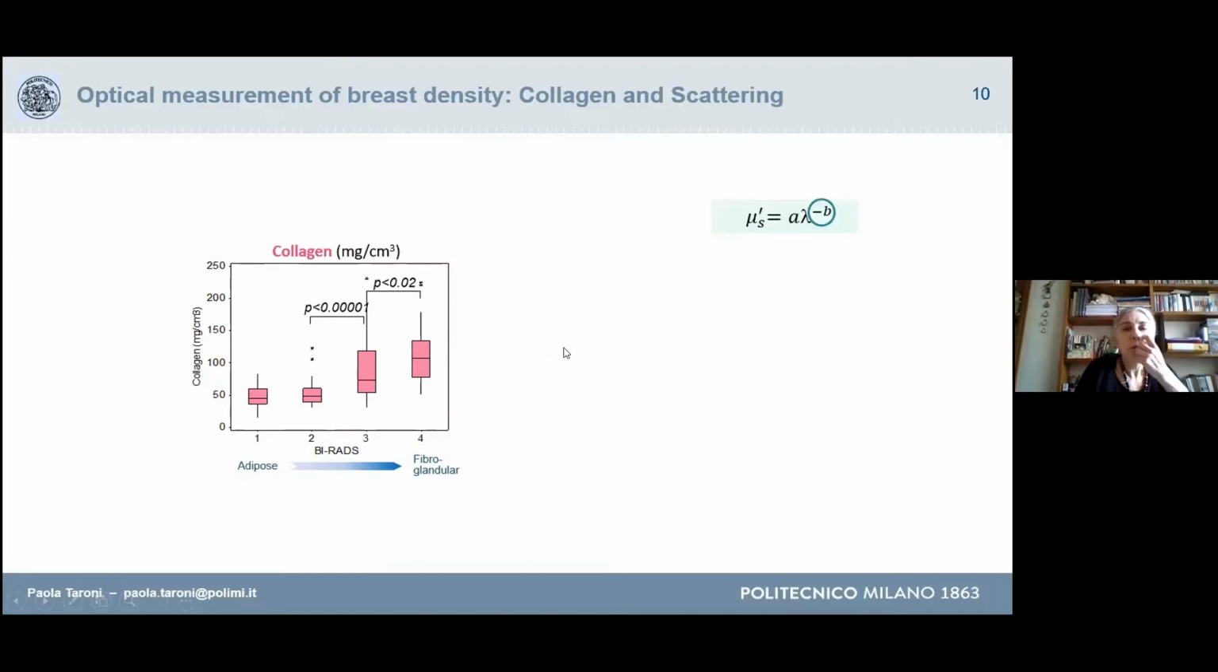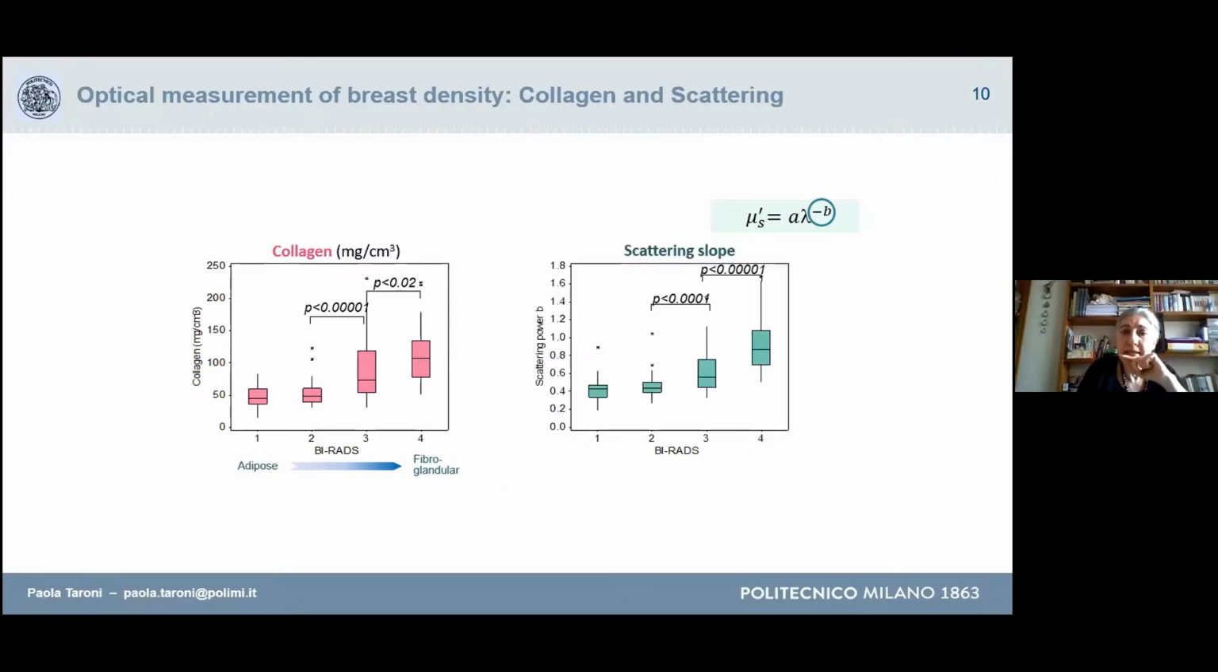And we have also investigated the slope of the scattering spectrum because, based on measurements that we performed on different tissue types ex vivo, we have seen that the slope of the scattering spectrum depends on the amount of collagen in tissue, and also potentially on the structure of collagen in tissue. And we see that the slope of the scattering spectrum also increases progressively with breast density.